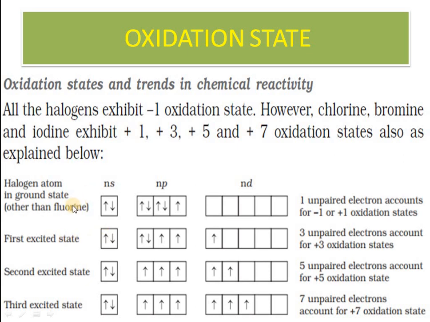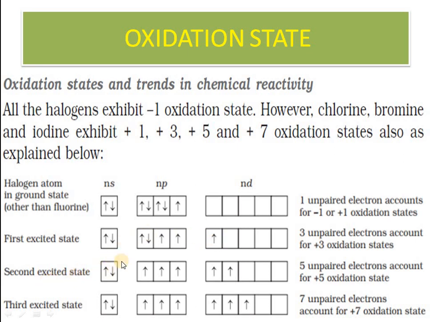Similarly, if I excite these electrons, one electron can jump to the d orbital. So there are now three partially filled orbitals having one electron each. So if this electron is lost, +1 oxidation state. If this is lost, +2, then this is lost, +3. So therefore we can say +3 oxidation state is possible.